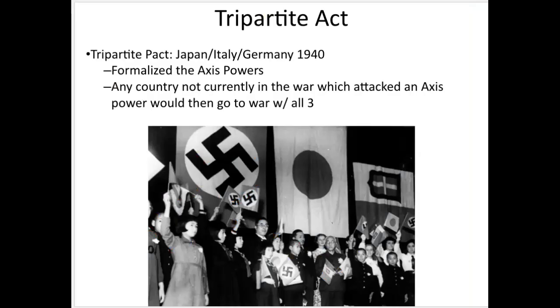So here's a photo from the Tripartite Pact between Japan, Italy, and Germany, formalizing the Axis powers, saying that any country not currently in the war which attacked an Axis power would then go to war with all three of them.